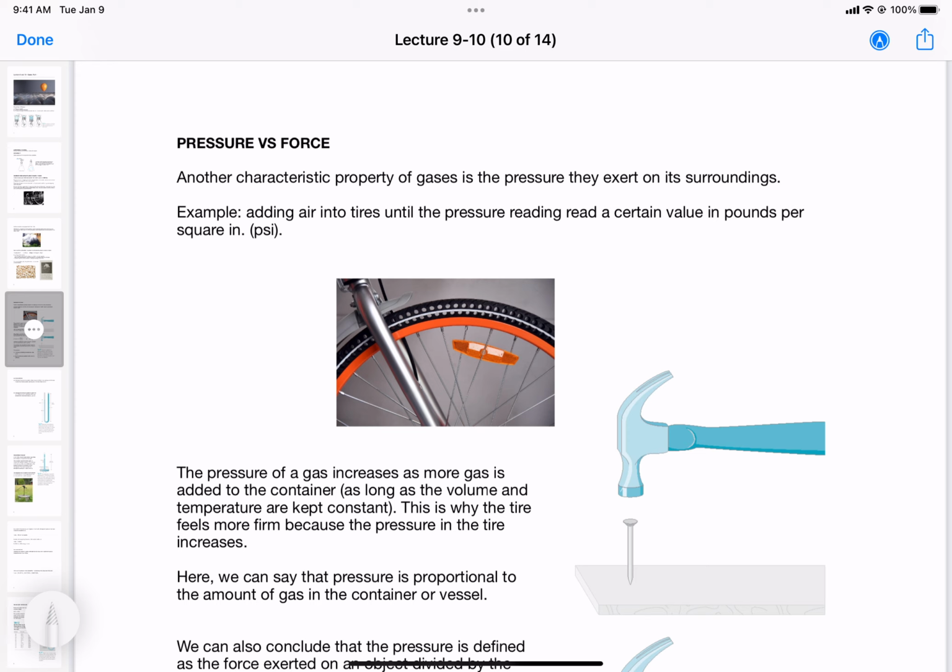So what we can say is that pressure is proportional to the amount of gas in a container or vessel. So the higher the pressure, the more gas is in the vessel, because a lot more gas molecules are hitting the walls of the container, and that makes the container feel like, you take a water bottle, it feels hard.